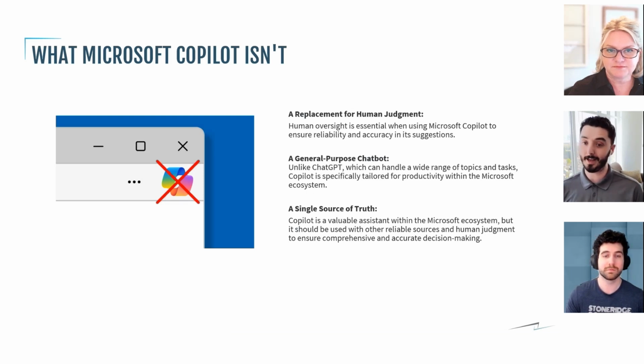And the final point, which really goes back to that human judgment point, is that it is not a single source of truth. Microsoft Copilot has the ability to read information from your organization and read information from the web. But again, use your human judgment and make sure that you are reading all of the outputs that it has and making sure that it's truthful and correct.